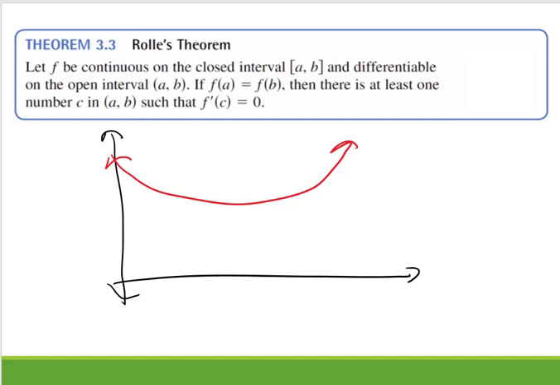Okay, so I have f of a equals f of b. So I have a horizontal tangent line. We know a horizontal tangent line has a slope of 0. That happens somewhere in between. Not necessarily the middle. I know it kind of looks like the middle. And because of the symmetry with parabolas, yes, it will happen in the middle. But it's not always in the middle.